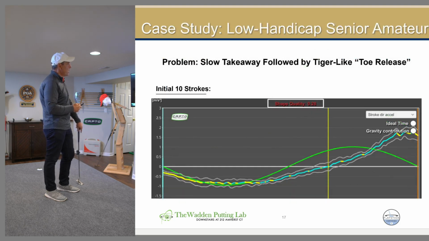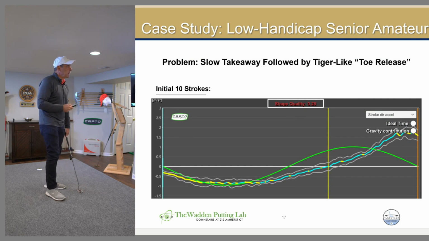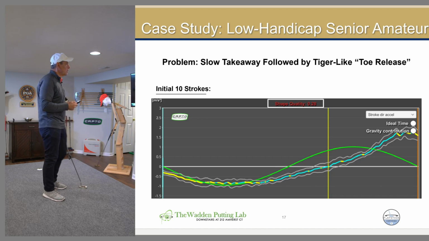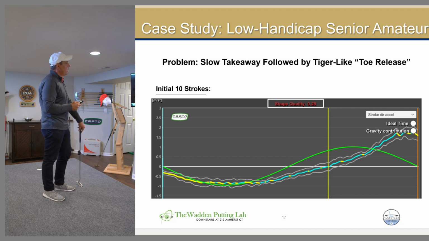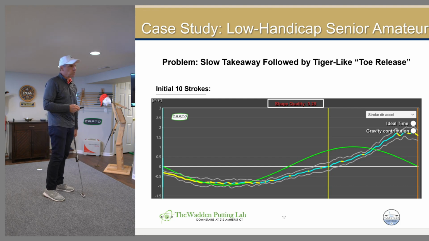So here's our case study. This is a low handicap, one of the top senior amateurs in Illinois, happens to be a good friend of mine. And he came to me, and he's a good putter, but because he's a good player overall, he was always looking to see if there were any issues. And he did have a very slow takeaway, and his acceleration profile was actually way off.